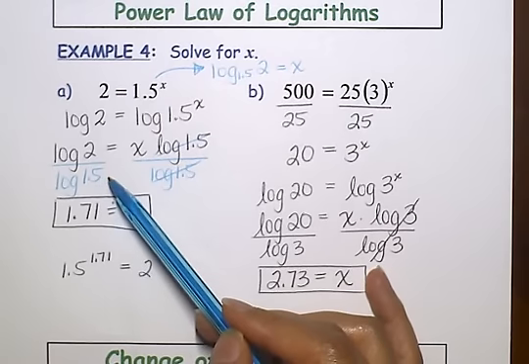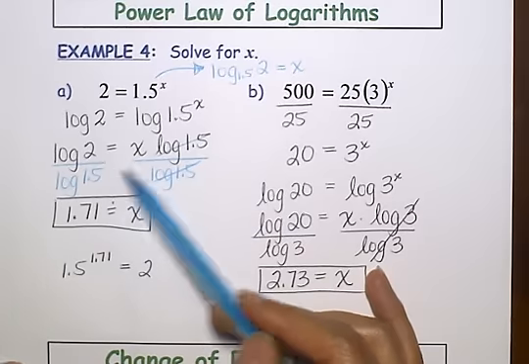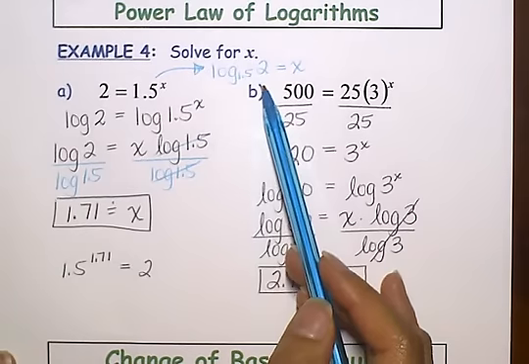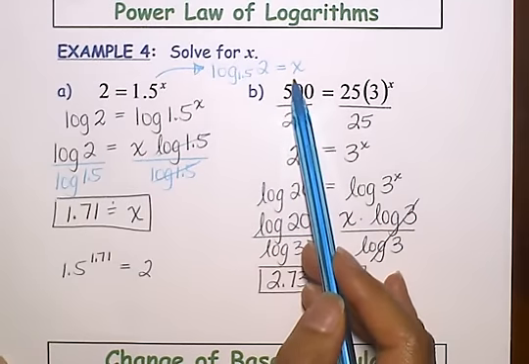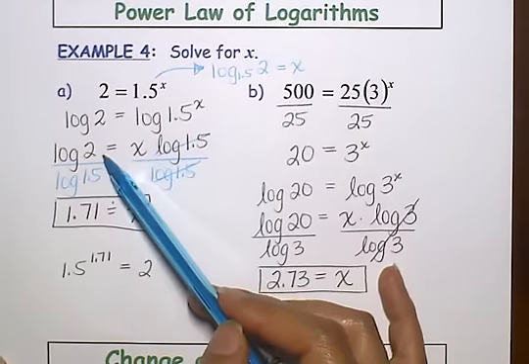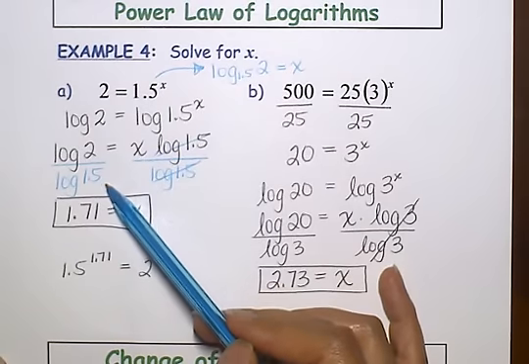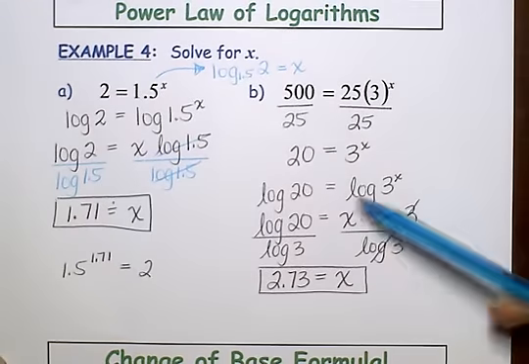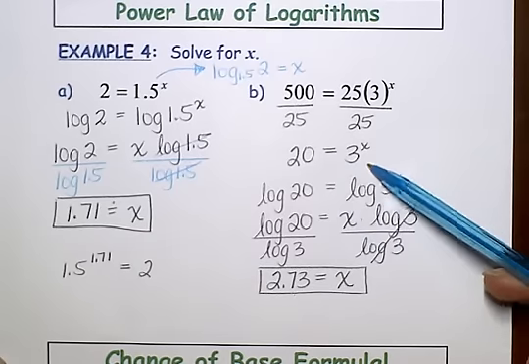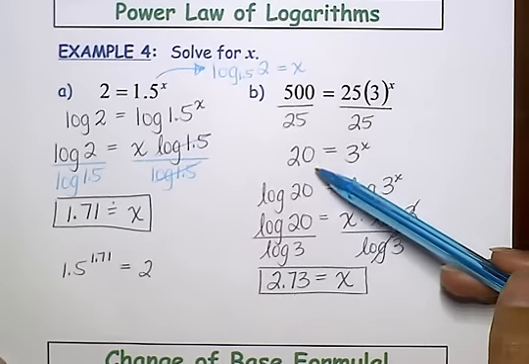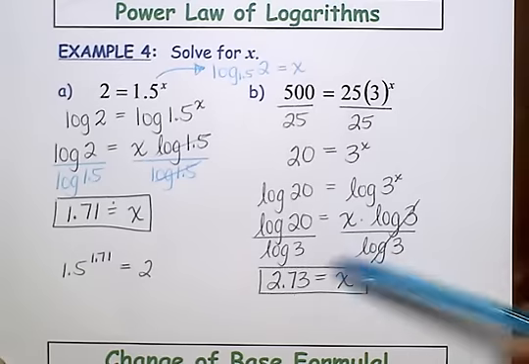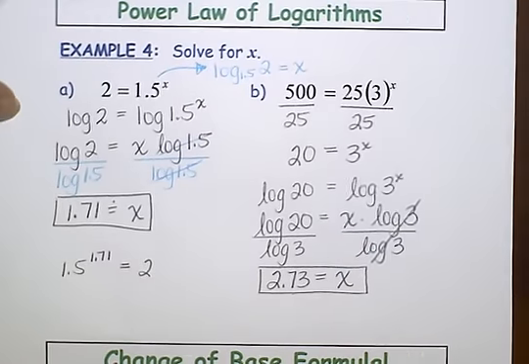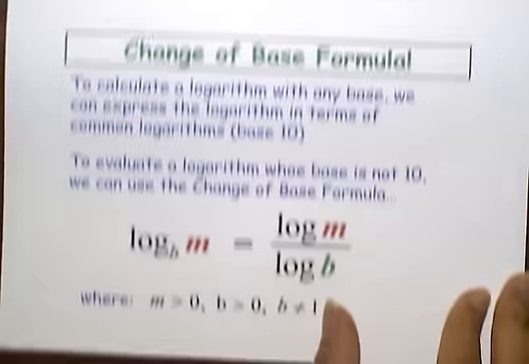And hopefully you'll notice that when we were evaluating here, all we really did is we took the log of the answer, so the answer part was 2, the base part was 1.5. To solve for x, all we did is we took the log of the answer and we divided it by the log of the base. And we did the exact same thing here as well. We had 20 equals 3 to the exponent x, and we took the log of the answer, which is 20, divided it by the log of the base, which is 3, and we got the answer for x. And so that's essentially what the change of base formula introduces.